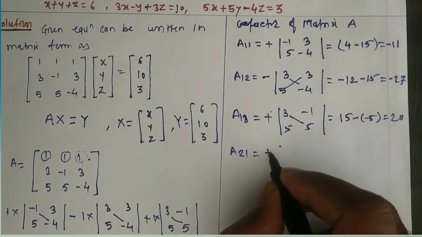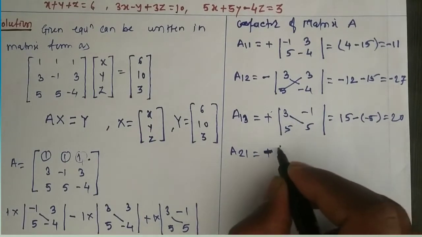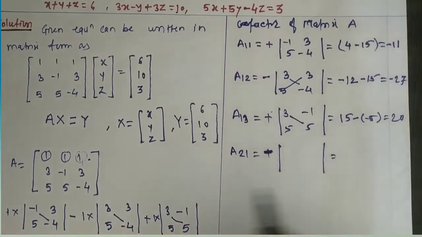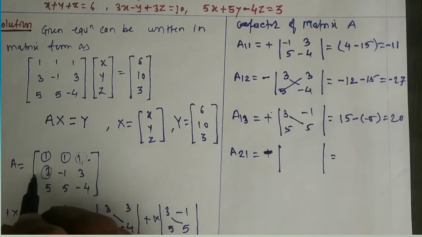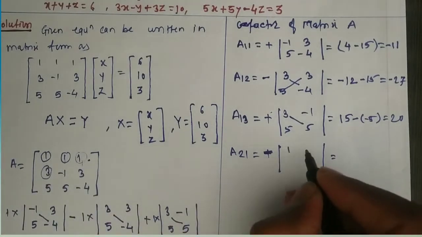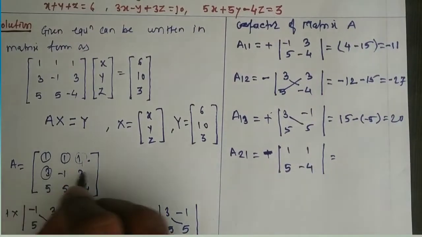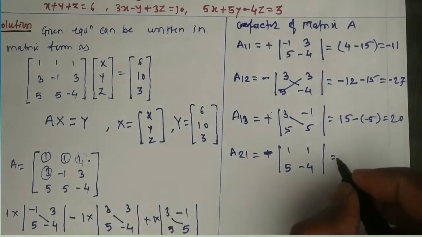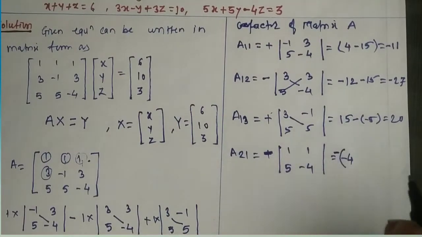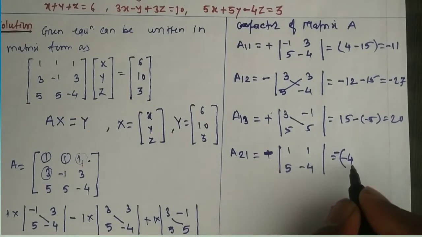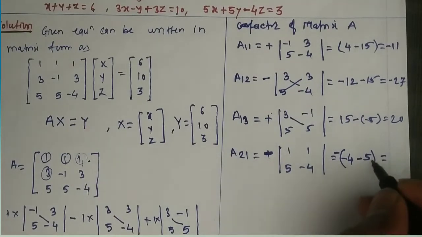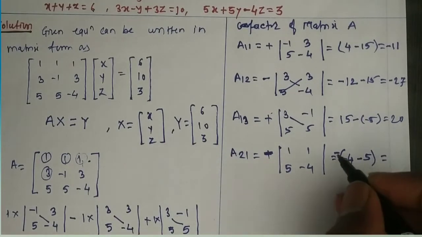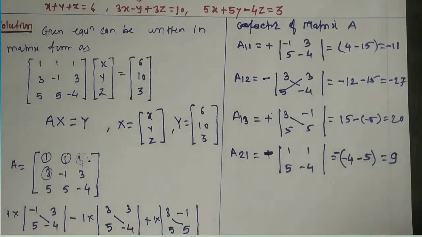Now, A21. What is A21? This is plus. We have a plus, so we have to write here minus. Alternate plus minus I have to write. Now A21 means this entry, right? So if you vertically and horizontally eliminate, what are the entries remaining? 1, 1, 5 and minus 4, right? 1 into minus 4 is minus 4. Minus 5 into 1 is minus 5. So 4 plus 5 is what? 9. But this is minus 9. And this outside minus gives you plus 9.